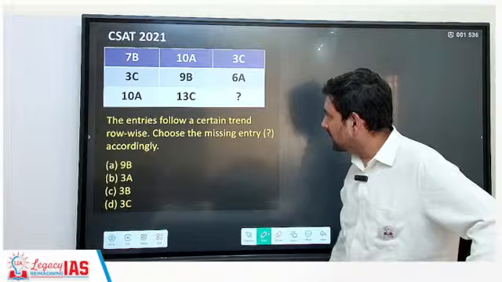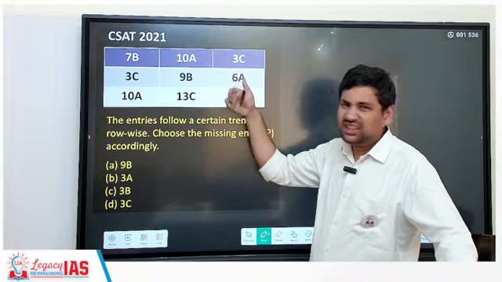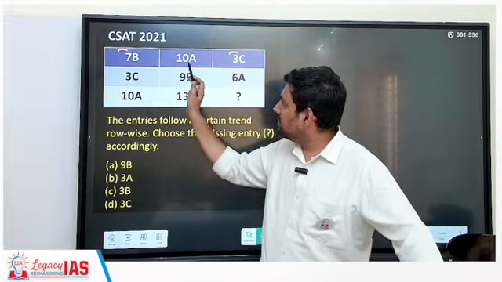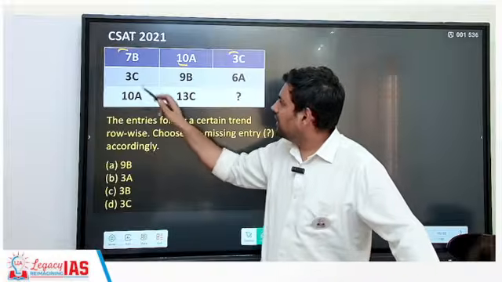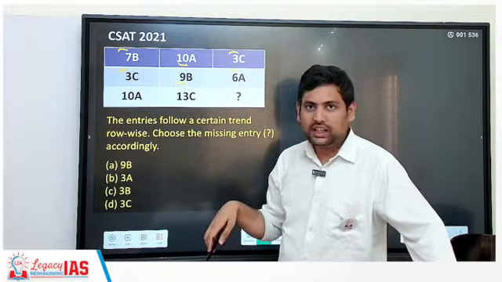Okay, so what is it? If you can see the pattern, 7B, 10A, 3C. So what is the pattern here? This is 3, this is 7. So 7 plus 3 is 10, correct? Then this is 3, this is 6, 6 plus 3 is 9, correct?